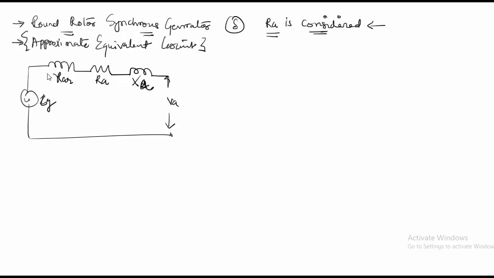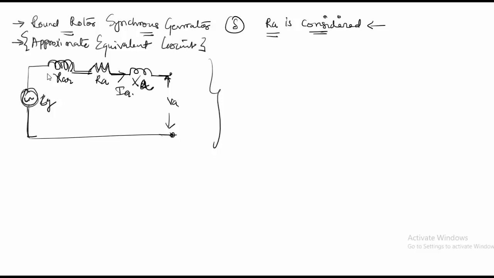So based on this, it's possible to find out what is the current IA. So based on this, it is possible to draw the phasor diagram. So I just want to draw that, it will be.